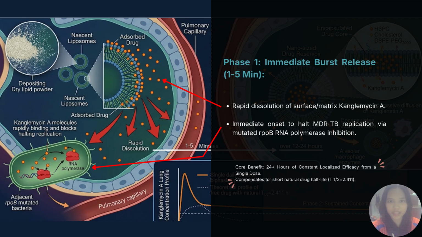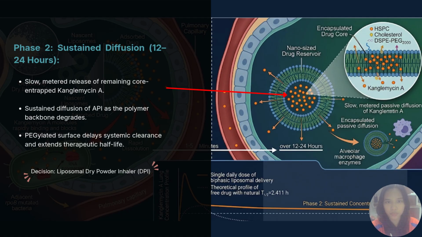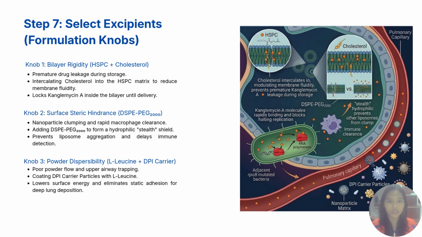We utilize a biphasic release profile to solve the drug's short half-life. Phase 1 provides an immediate burst release within 1 to 5 minutes to rapidly halt MDR-TB replication. Phase 2 ensures sustained diffusion over 12 to 24 hours as the polymer backbone degrades, providing constant localized efficacy from a single dose. We control the formulation via three knobs. First is bilayer rigidity, which prevents premature drug leakage. Second is surface steric hindrance, which creates a stealth shield against immune detection. And third is powder dispersibility, which lowers surface energy to ensure efficient deep lung delivery.